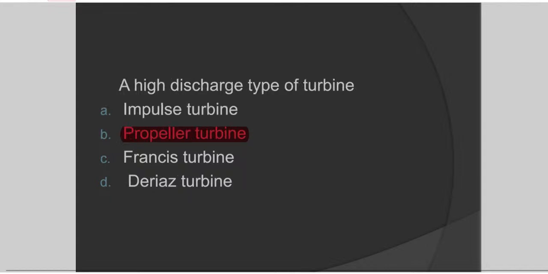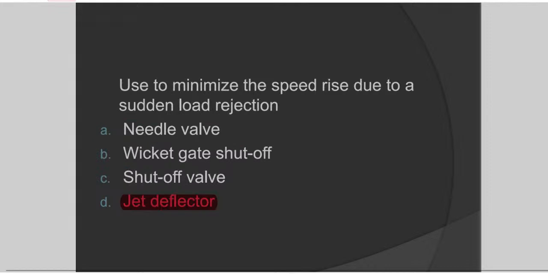A high discharge type of turbine. A. Impulse turbine. B. Propeller turbine. C. Francis turbine. D. Deriaz turbine. Used to minimize the speed rise due to a sudden load rejection. A. Needle valve. B. Wicket gate shut off. C. Shut off valve. D. Jet deflector.